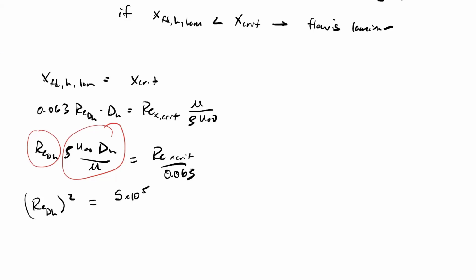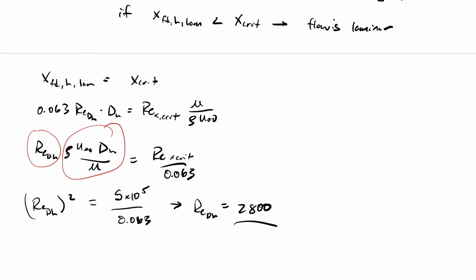So that's our Reynolds number expressed in terms of position along the duct, or along the plate in this example, at which the shear stress is not going to be sufficient to keep the momentum forces in check. Right, so we bring that in and then we divide by 0.063. And this gives us a Re_DH of 2,800.